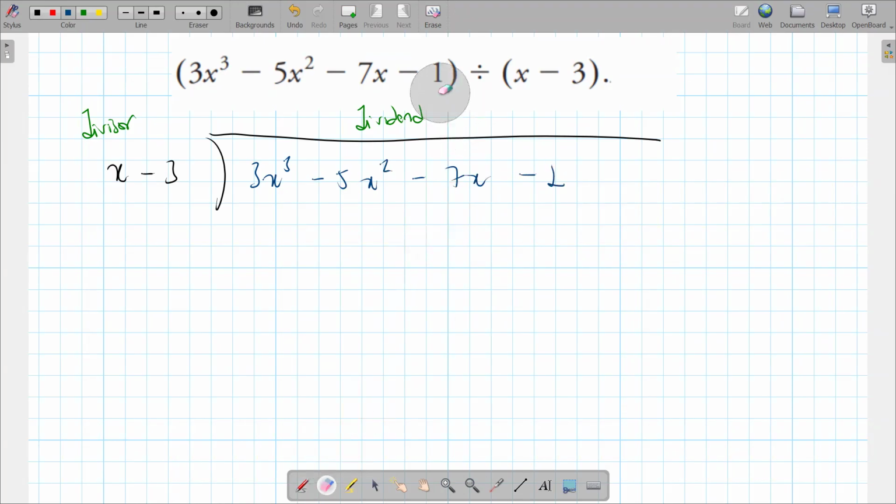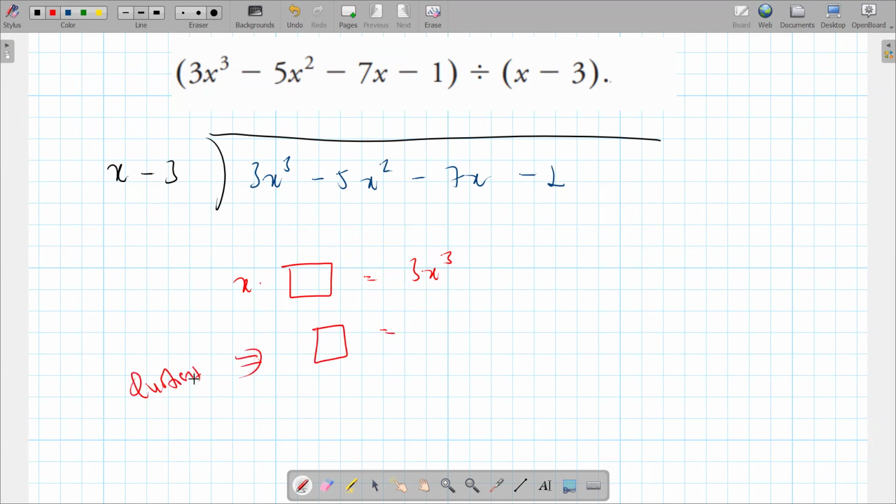All right. So now the way to do this is step number 1. X times something is 3x cubed. In other words, that something is going to be your quotient. The somethings are always your quotient. The quotient is going to be 3x cubed over x, in other words, 3x squared.